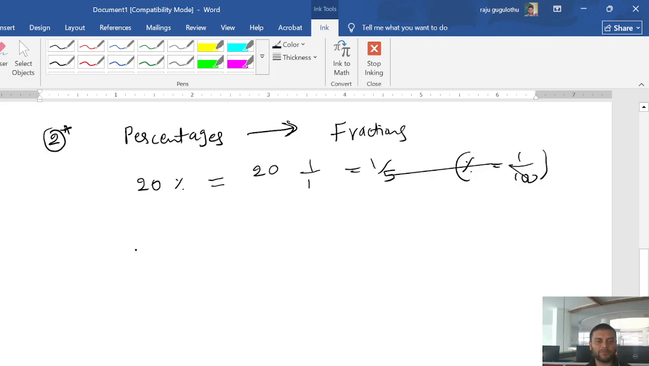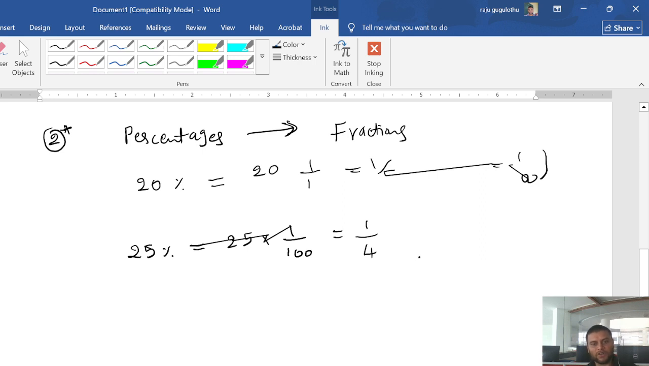Okay, let us take one more percentage. Let us say we are having 25 percentage. 25 percentage means it is 25 into 1 by 100, because the percentage meaning is 1 by 100. So this gives us 1 by 4. So 25% equivalent value is 1 by 4.